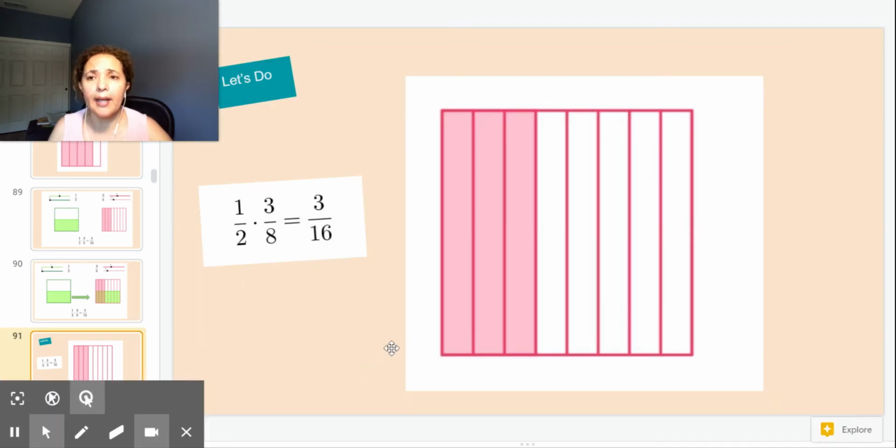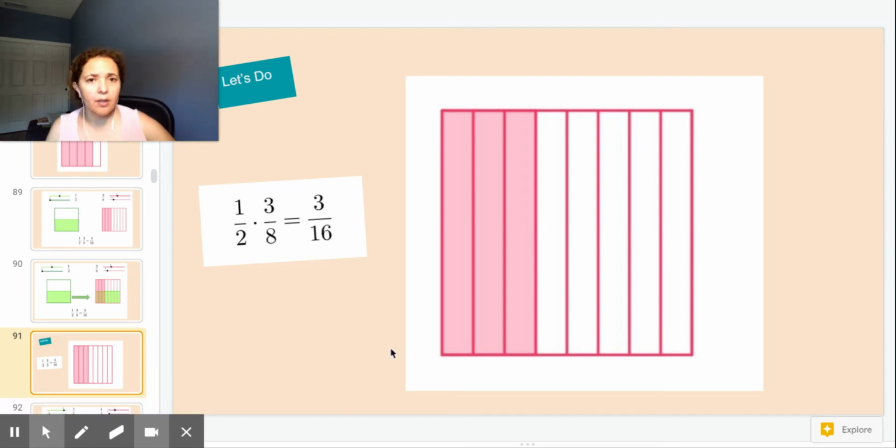So go ahead and with your pen or your pencil, draw a pretty big square on your white paper, divide it up into 8 equal pieces and shade in 3, and do your lines vertically, okay, and then come back to me.